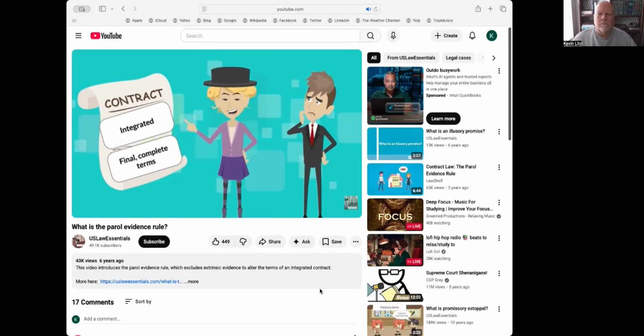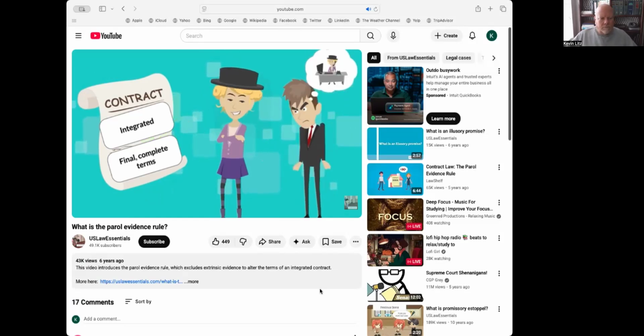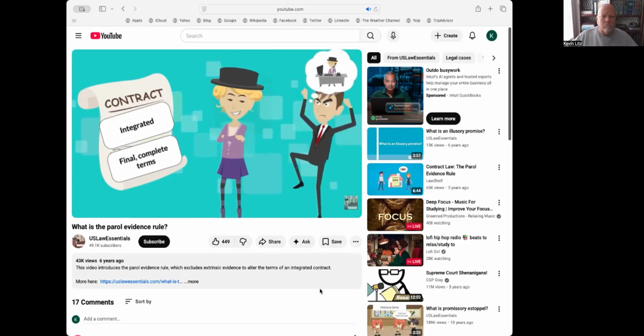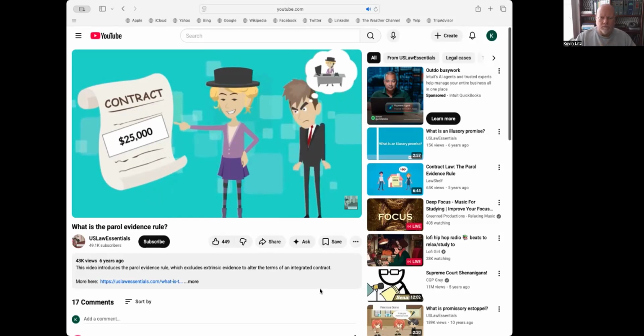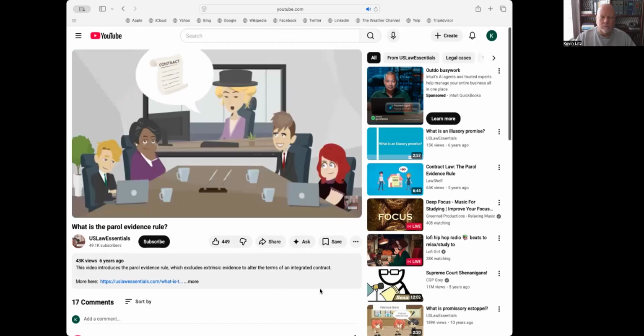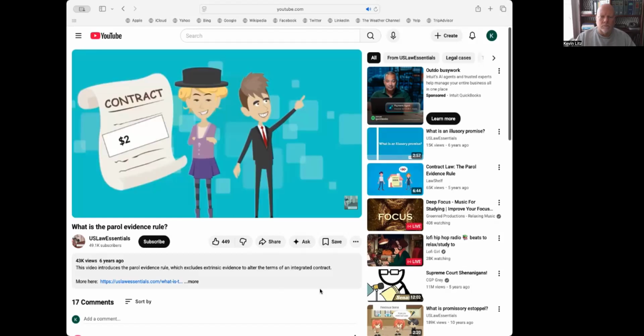Now, if this is an integrated contract, meaning it has all the final terms on which the parties have agreed, then the parole evidence rule will exclude evidence that would change or contradict the terms of their contract. So, for example, if an integrated contract provides a payment term of $25,000, one party couldn't try to introduce evidence that there was an earlier agreement in which the parties really decided that the price should just be $20,000.